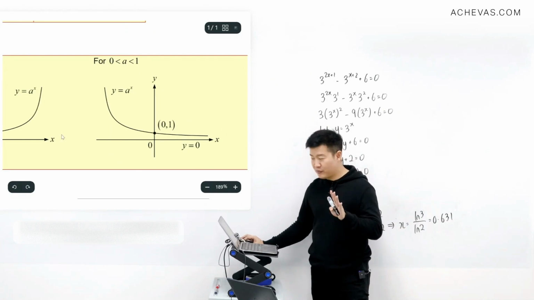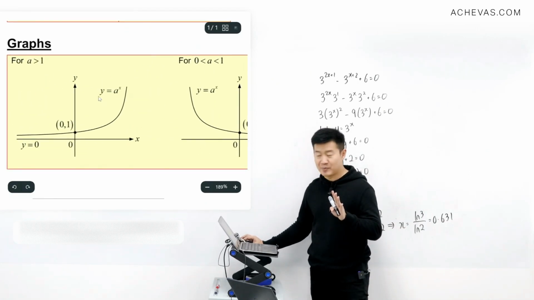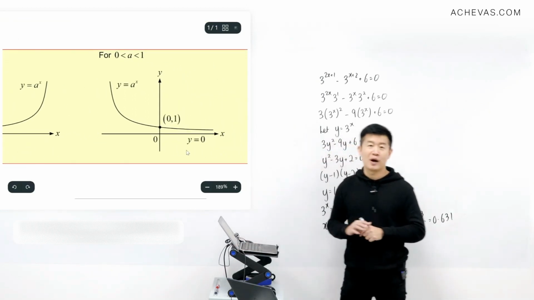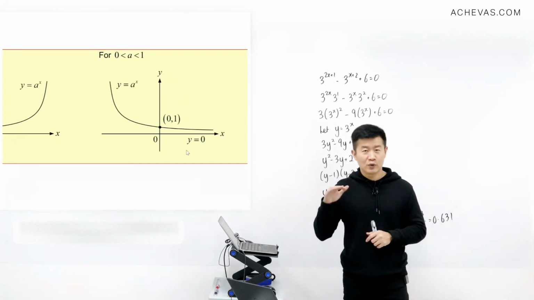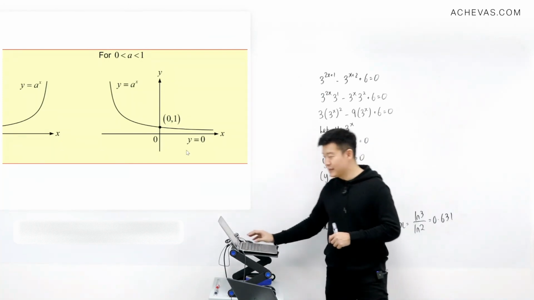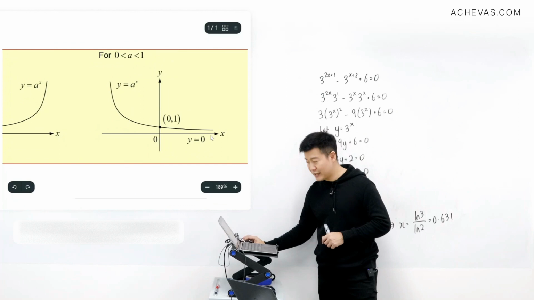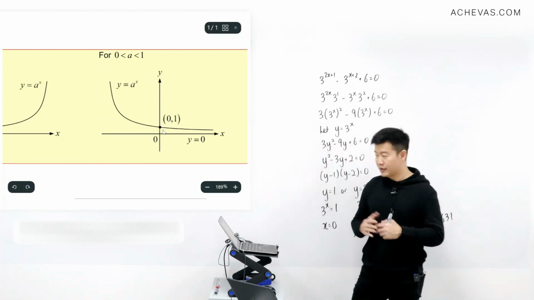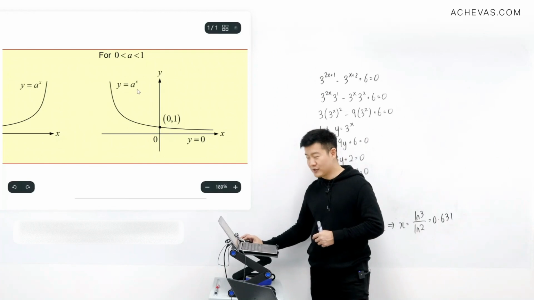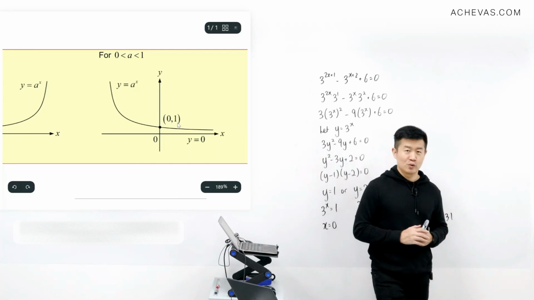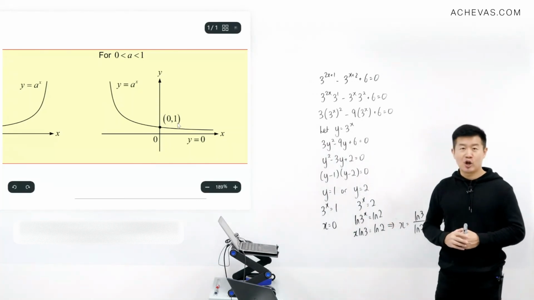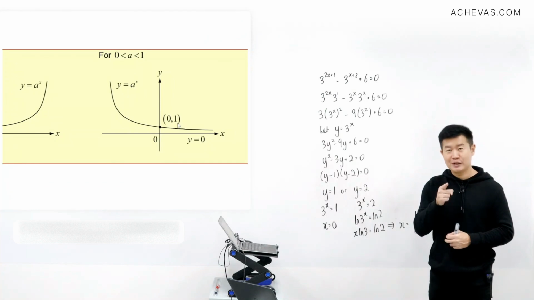It has some common features with the case when a is bigger than 1, which is that it also has the same horizontal asymptote y is equal to 0. So the graph will tend to the horizontal asymptote y is equal to 0, but it will not touch it. And it has a y-intercept of 0, 1. It is the same thing. When x is equal to 0, we have a to the power of 0, and the corresponding y-coordinate is equal to 1. I guess that's all I have for the chapter on exponentials, and I'll just see you in the next topic.